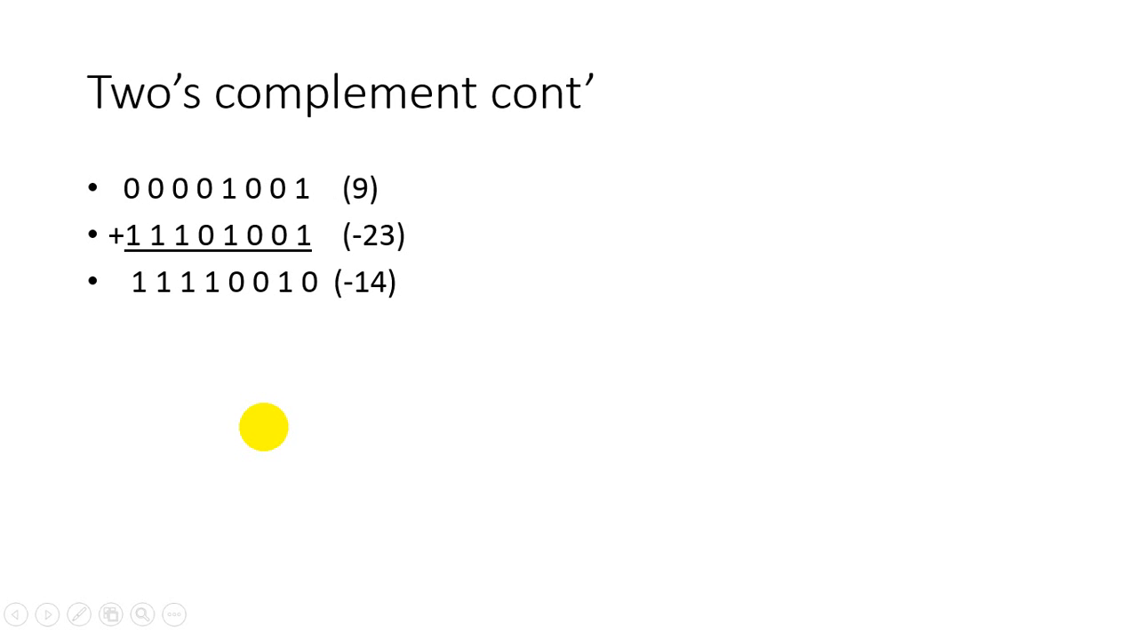Therefore, when we're adding these, we have to add 9 to negative 23, and then we get the 2's complement value of negative 14.